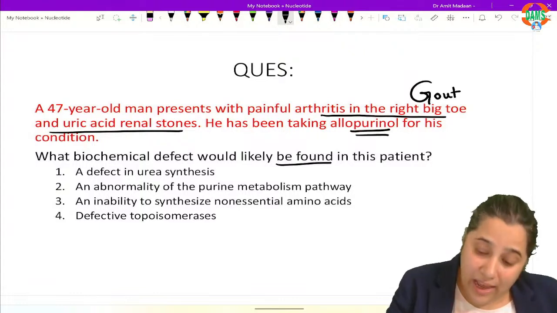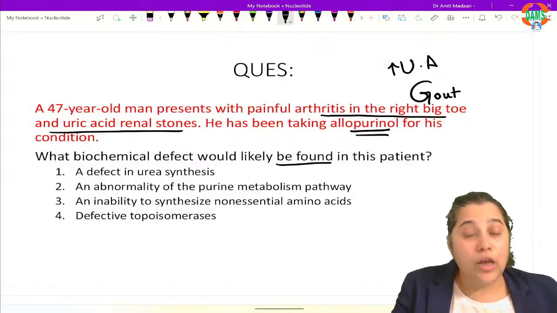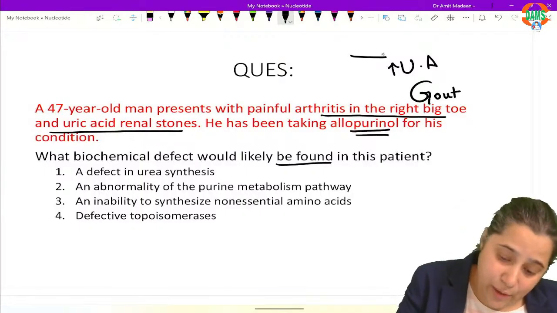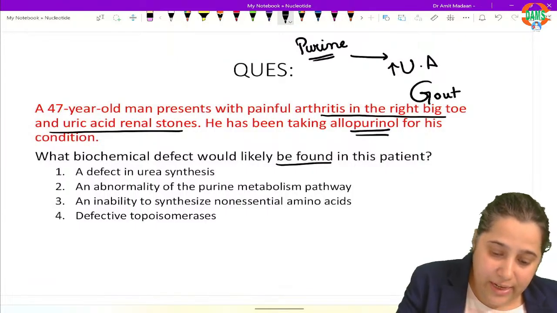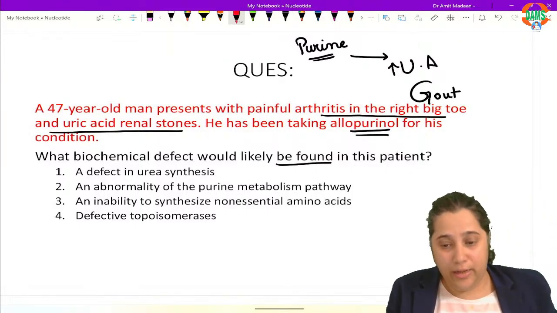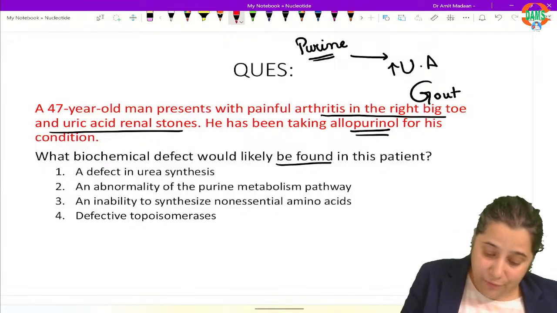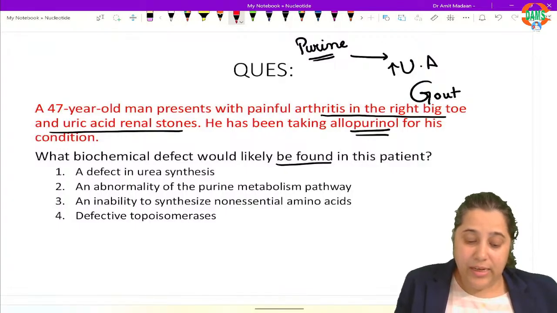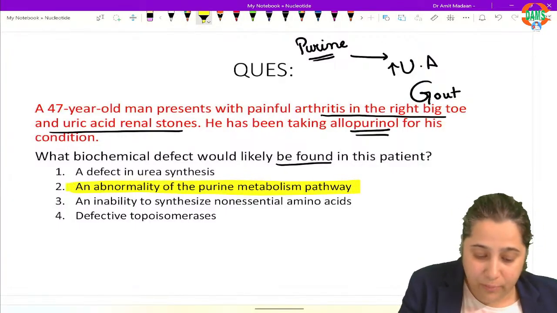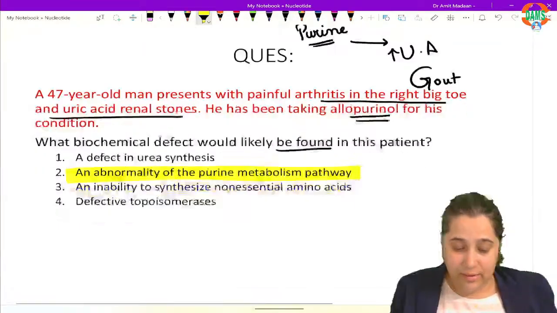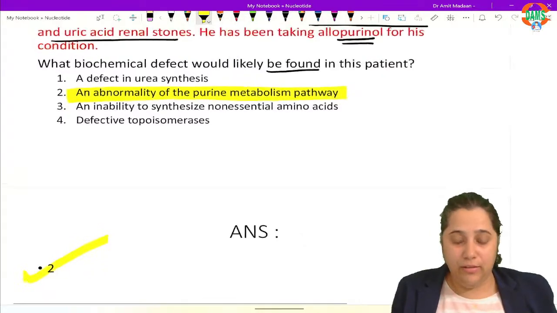See, you are having an increase in uric acid in the given question. Uric acid is the end product of purine catabolism. In other words, if we see from the options, it is an abnormality of the purine metabolism pathway. So the answer should be 2. So the answer to the given question is 2.